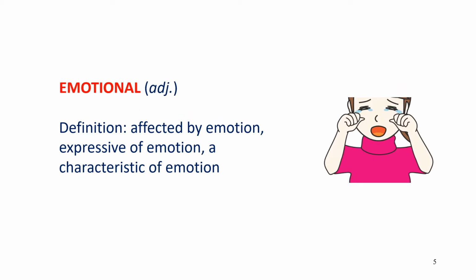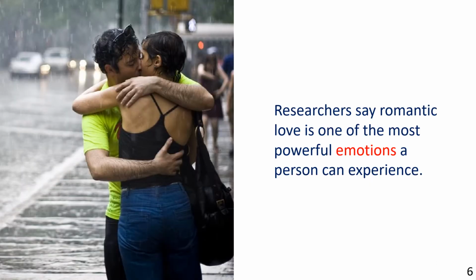Then there's the adjective emotional. Definition: affected by emotion, expressive of emotion, a characteristic of emotion. Let's look at some examples. The first picture shows a couple embracing in the rain. Sentence example: researchers say romantic love is one of the most powerful emotions a person can experience.